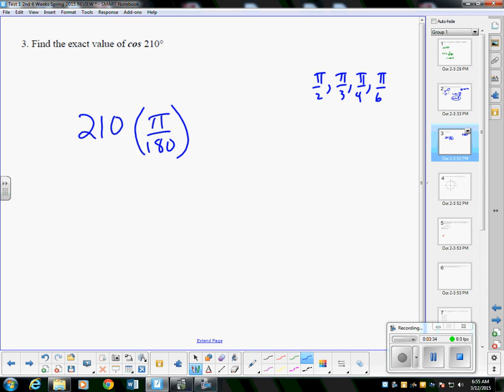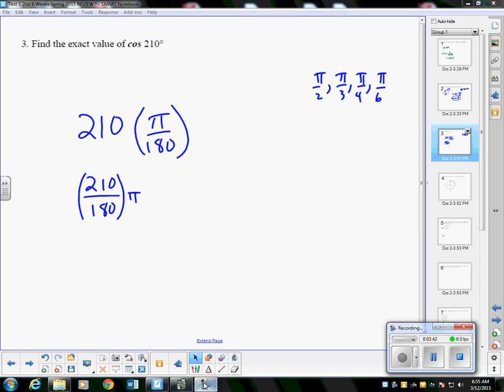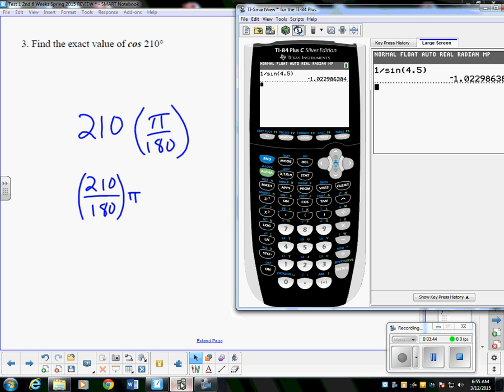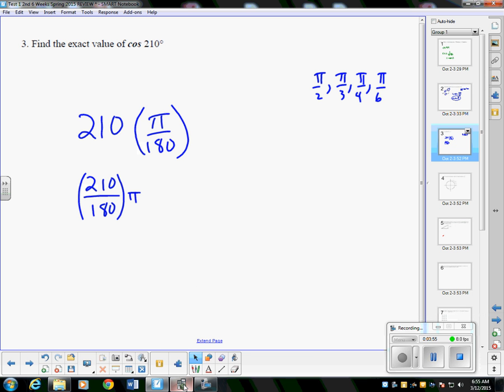So really, here's what I'm doing. I'm doing 210 over 180 pi. And I'm just going to take my calculator, take 210 and divide that by 180, and fractionize it. So that's 7 over 6. So here's what I have then. 210 over 180 pi is the same thing as 7 pi over 6. Now, I could look at a unit circle, but I won't have that available on my test.